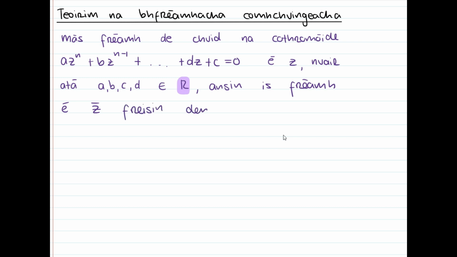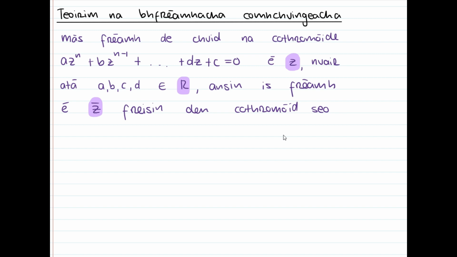Then the theorem. So if Z is one of the roots of this, that tells us that the Z conjugate is also one of the roots. So it means that we know straight away, if they only give us one, we can get the other one as well.